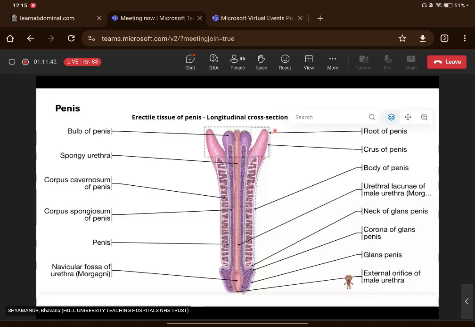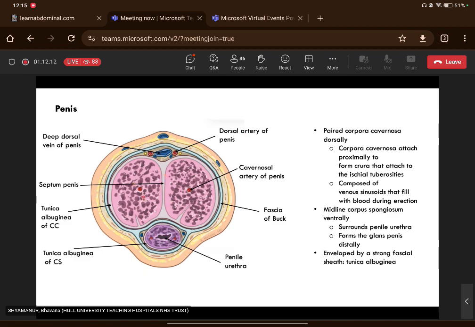So the root of the penis is formed by these structures here. Both of the corpora cavernosa come from two crura on either side. The crus of the penis on either side attaches onto the ischial tuberosity and the inferior pubic rami, and then the bulb of the penis is the proximal-most aspect of the corpus spongiosum. All things that you would be able to see on anatomy. These are the structures that fill with blood during erections.